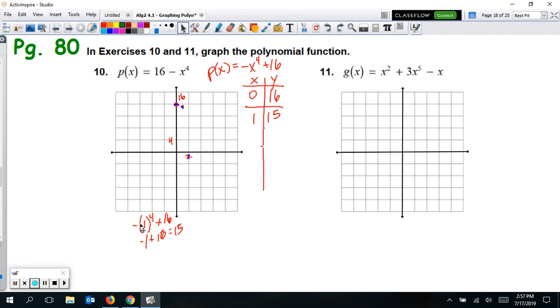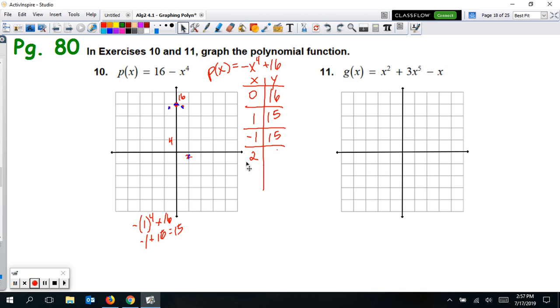Well, if you just think of this as a negative number, 4 negatives will still be a positive. So you'll still have positive 1 times negative. You'll still get the same exact number, 15. So when you plug in negative 1, you're also going to get 15. And so negative 1, 15, just on the other side.